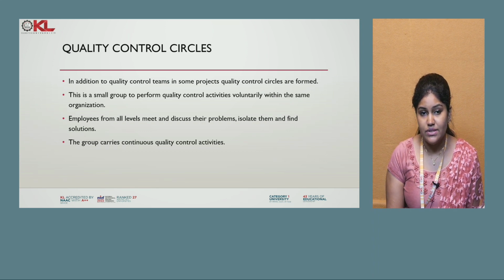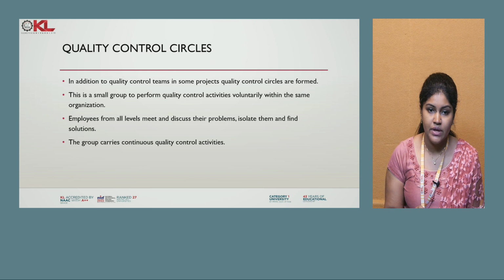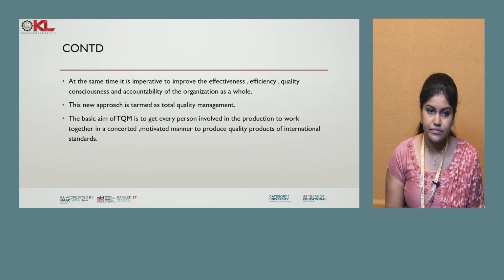Employees from all levels meet and discuss their problems, isolate them, and find solutions. So in that group, employees from all levels will be there. They will discuss the problems, isolate them, and find solutions. The group carries out continuous quality control activities. That is what that group is called, a quality control circle.